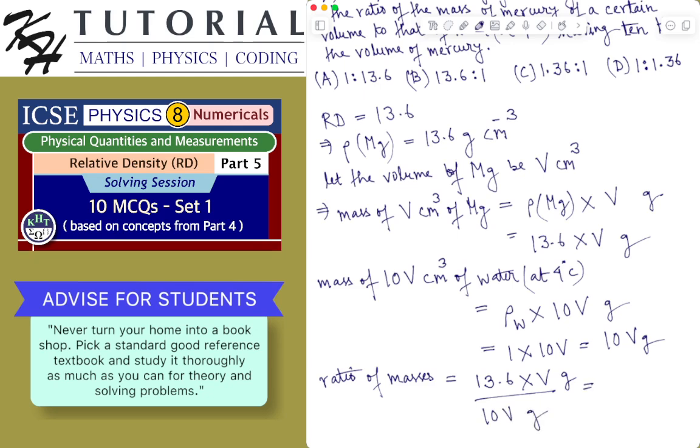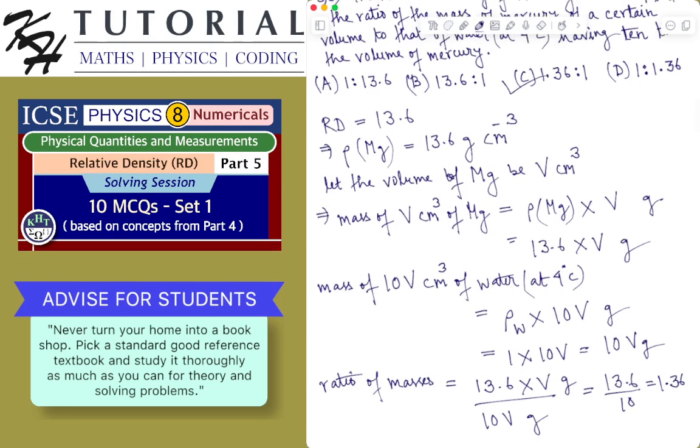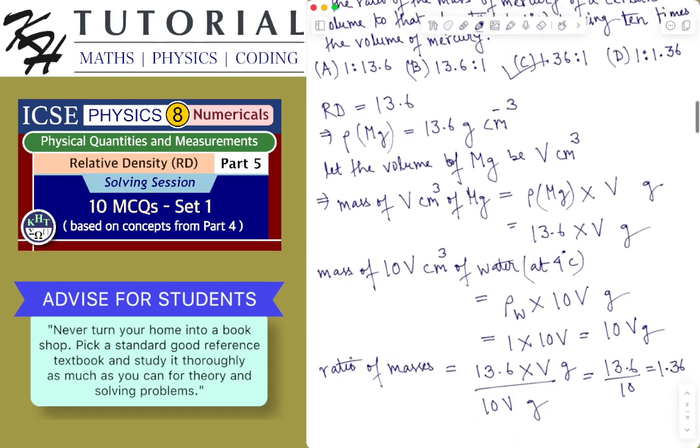So gram will cancel out, V will cancel out. So this is 13.6 divided by 10, which is 1.36. So the ratio will be 1.36 is to 1. So the correct choice is C. C is the correct choice. Okay, let's see the next problem.